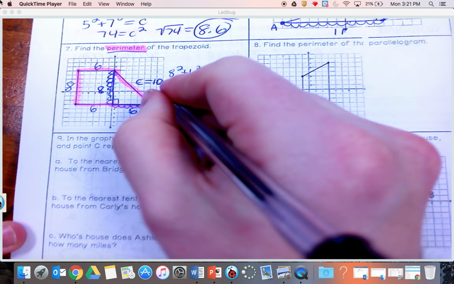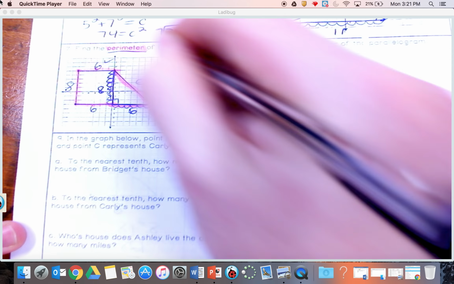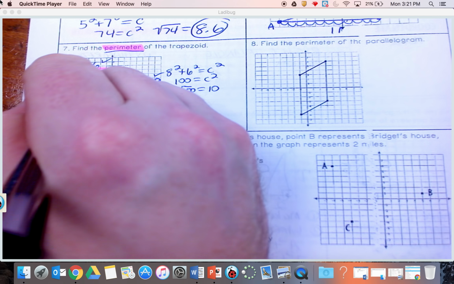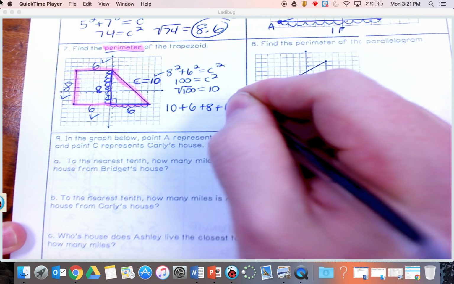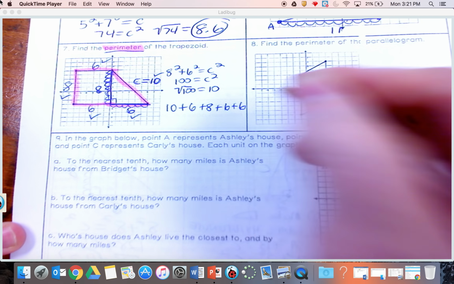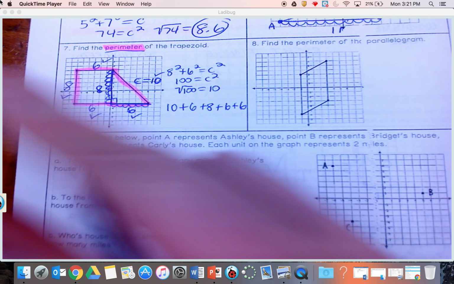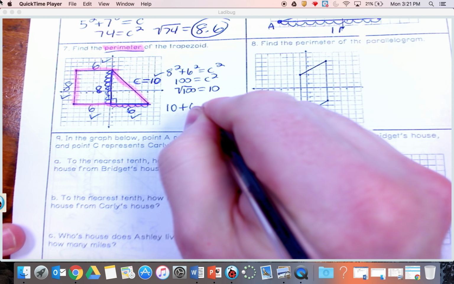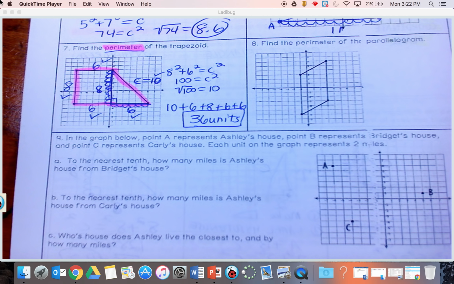So I'm just going to add them up. 10, 6, 8, 6, and another 6. When I add those up together, you get a total for a perimeter to be 36 units. So that would be my perimeter around that shape.